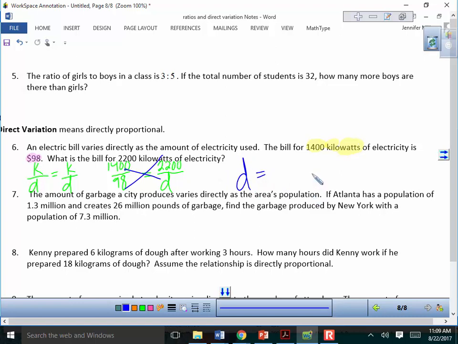Yes, sir. Yes, it's going to matter. It doesn't matter if you do K over D or D over K, as long as it's consistent. Does that answer your question, Trey? And then do D over 2,200, that's fine. As long as you make sure that it's K in the top for both and D in the bottom for both, or D in the top for both and K in the bottom for both. Yes, sir.